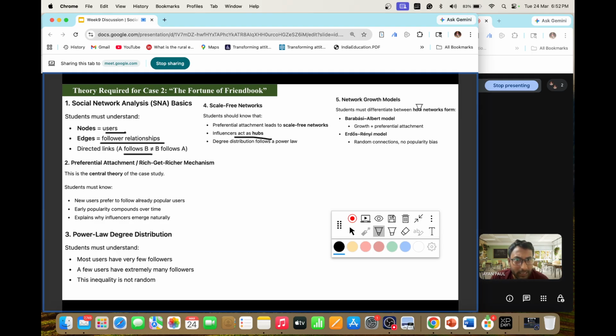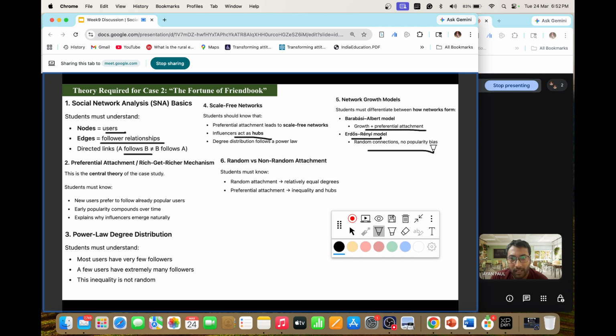Network growth models. BA model: growth plus preferential attachment. ER model: random connection, no popularity bias. Random versus non-random attachment. Random attachment gives relatively equal degree. Preferential attachment gives inequality and hubs.